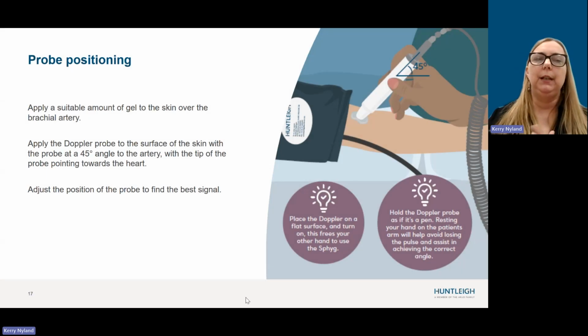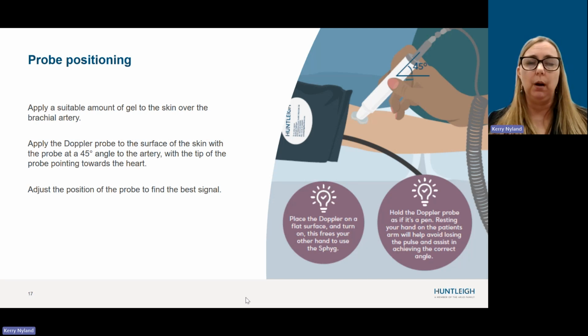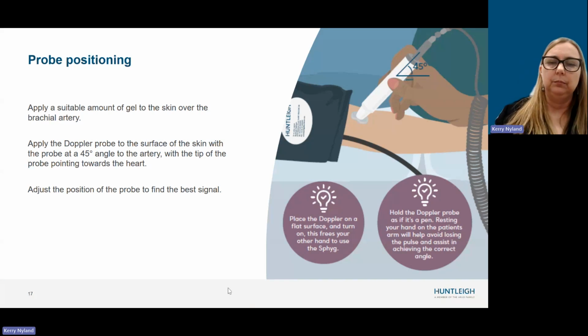So probe positioning is really, really important. Make sure you've got plenty of gel to make that contact. You need to be holding your Doppler probe like a pen and at a 45-degree angle towards the heart. So take your time to position, get the best sound and signal that you can. Just reassure your patient that sometimes it does take time to find the pedal pulses. That's quite normal. But just a fraction of a millimeter can change that sound or signal completely. So just take your time to find the best signal before you start inflating the cuff.